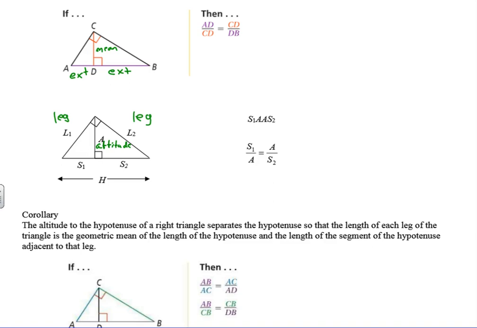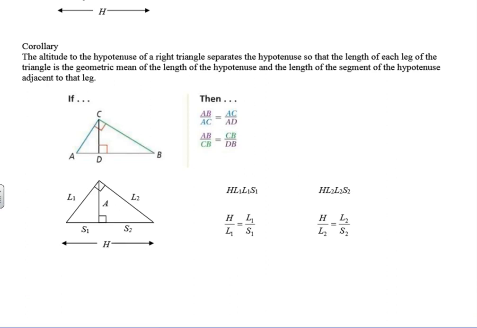The other relationship that we have is what we call Hills. In this case, the altitude to the hypotenuse separates the hypotenuse so that the length of each leg of the triangle is the geometric mean of the length of the hypotenuse and the length of the segment of the hypotenuse adjacent to that leg.